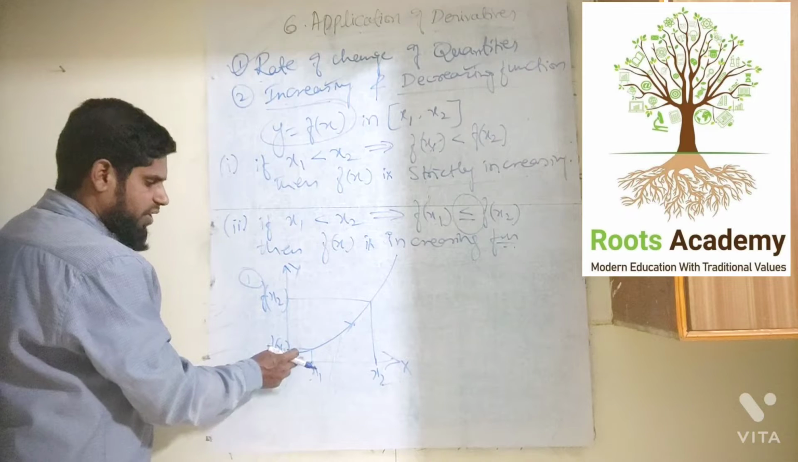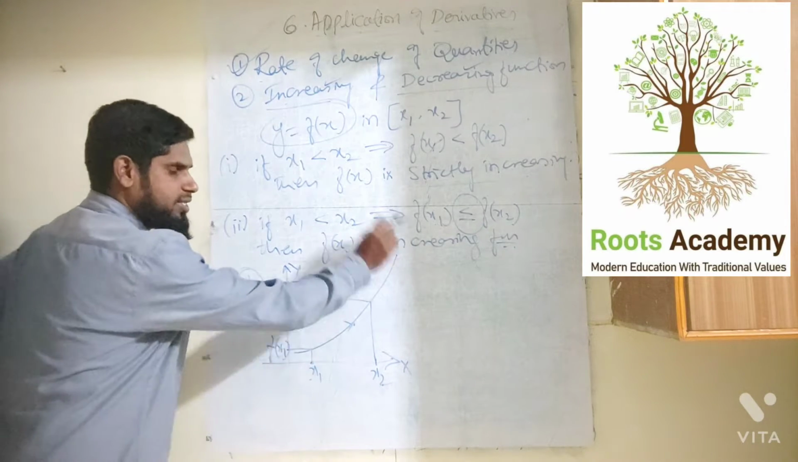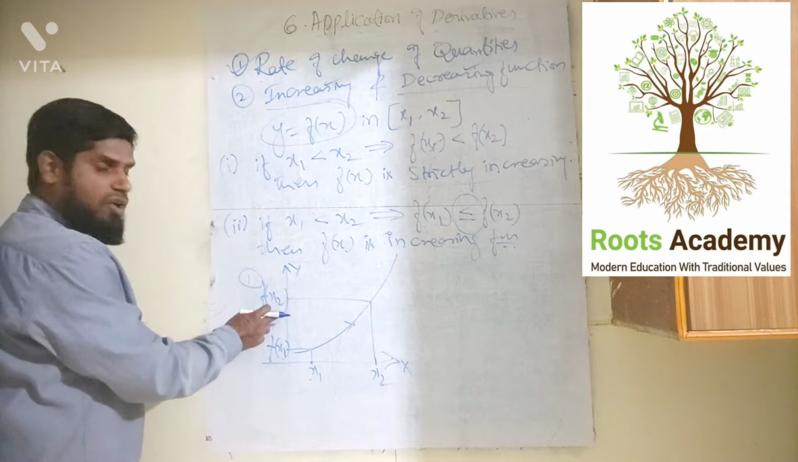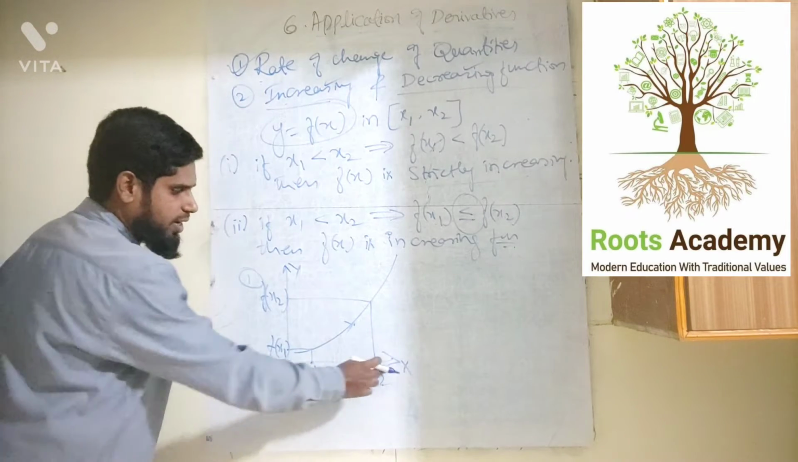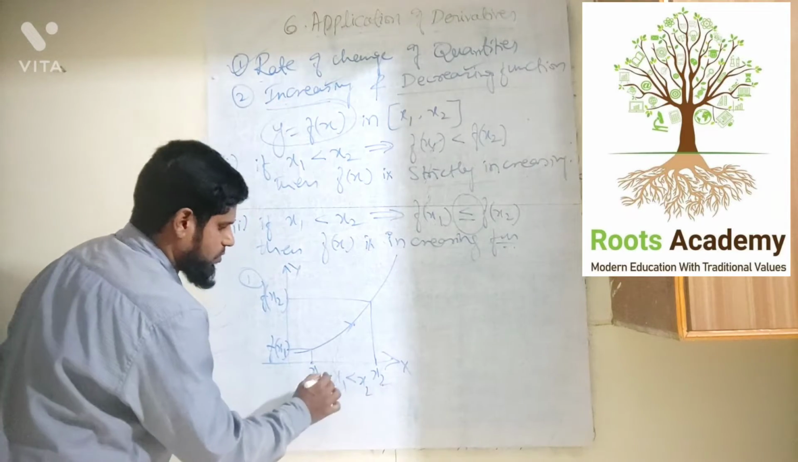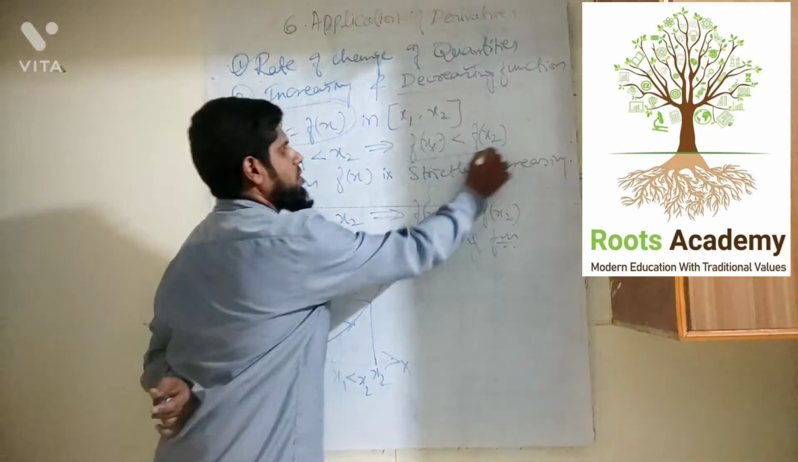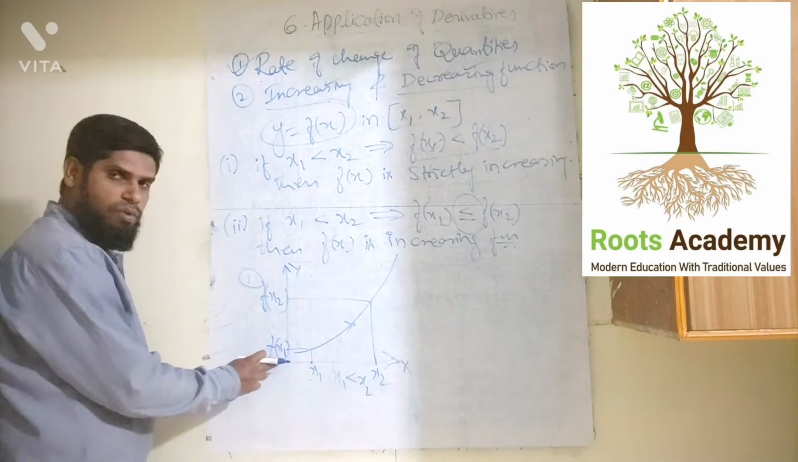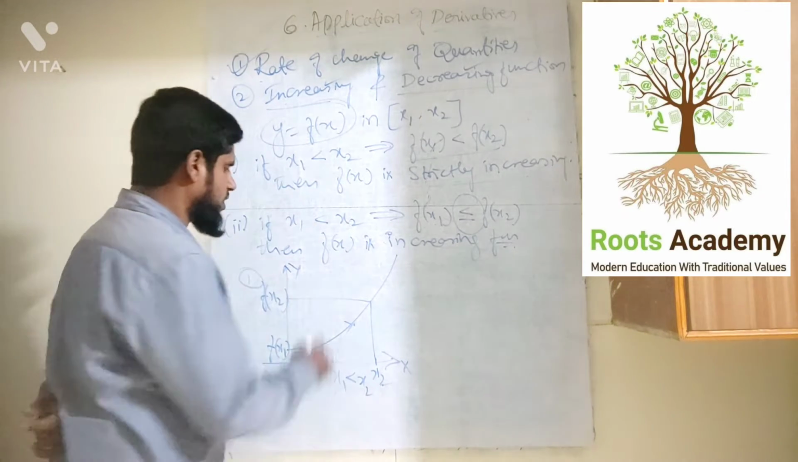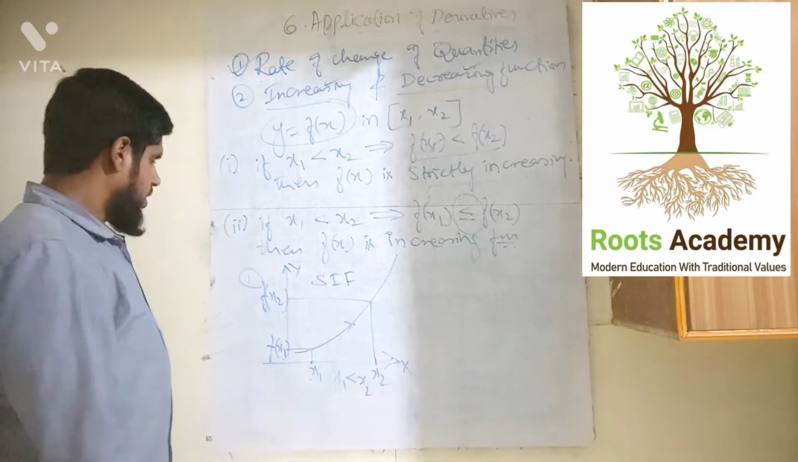For every different value of x, the y will also be increasing. Here f of x1 is less than f of x2, as x1 is less than x2. Here x1 is strictly less than x2, and that's the reason f of x1 is always less than f of x2. So that's why it is called a strictly increasing function. Next, the second graph.